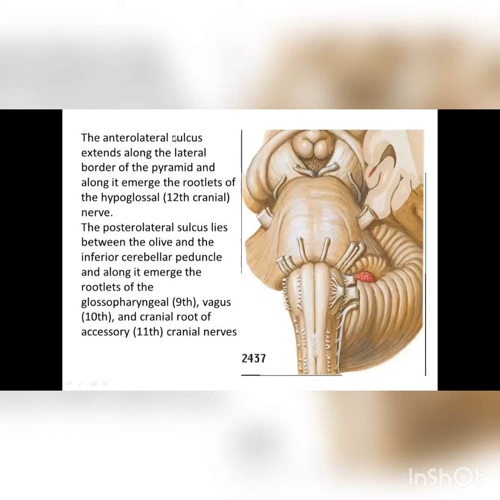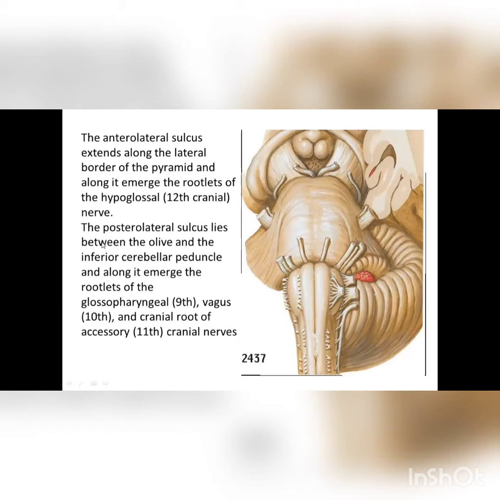Then we have the anterolateral sulcus. You can make out here, this is the anterolateral sulcus along the lateral border of the pyramid. This elevation is known as the pyramid. We have two pyramids in the ventral aspect of the medulla oblongata. From the anterolateral sulcus emerge the rootlets of the hypoglossal nerve, the 12th cranial nerve.